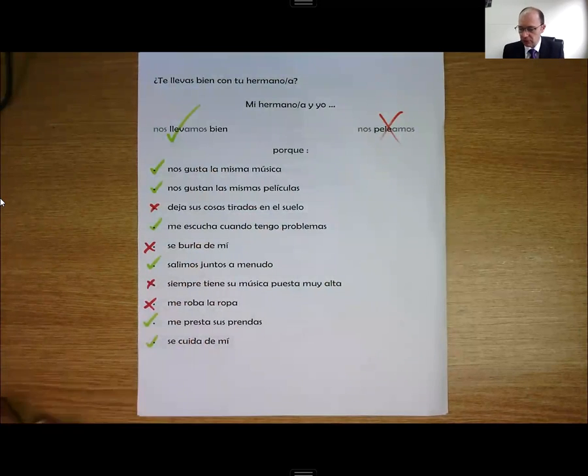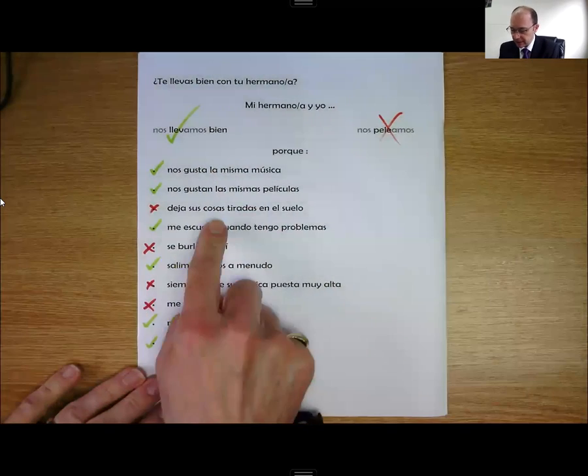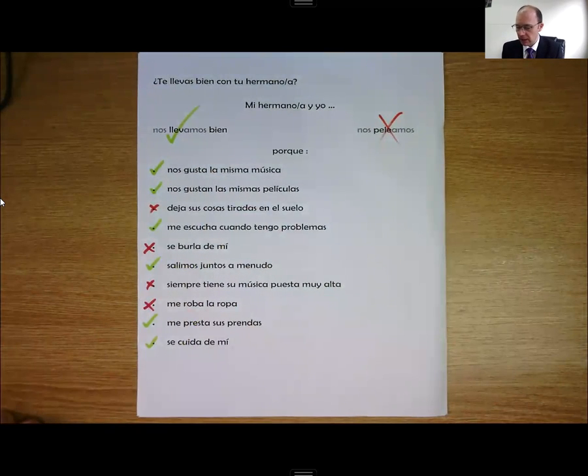And the one looking at the screen is the reader. And we'll read out sentences randomly. So salimos juntos a menudo. And the partner who's looking away has got to come back with nos llevamos bien or nos peleamos.